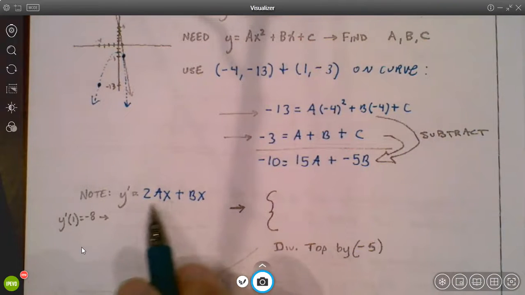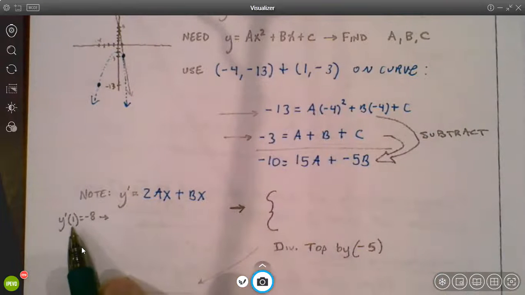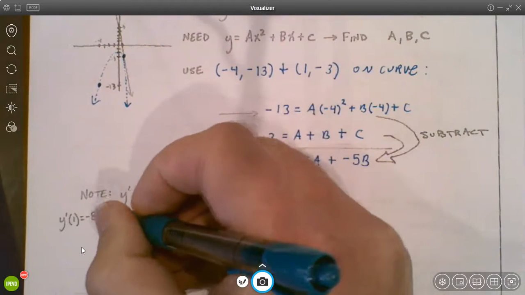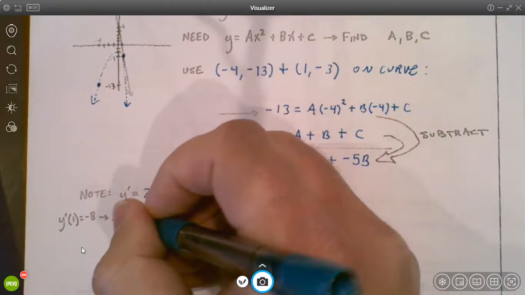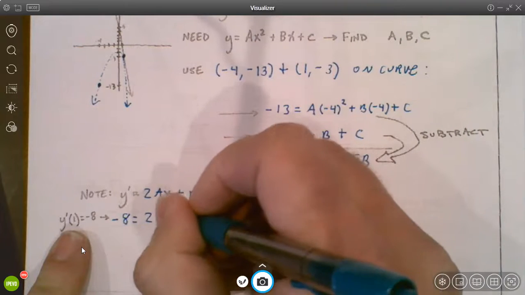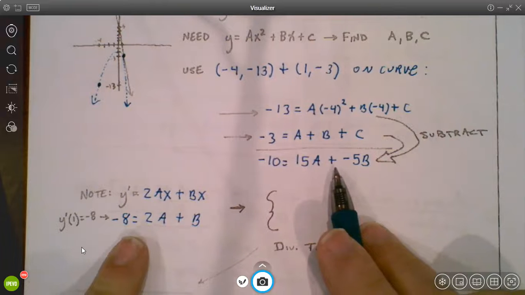So we have this set up right here for the general derivative of our parabola, and we saw up above that where x is 1, we had a slope or a derivative of -8. So I can set this equal to -8 while plugging in a 1 for x. So this would just become 2a plus b. And now we have our two equations. We're going to solve that system.